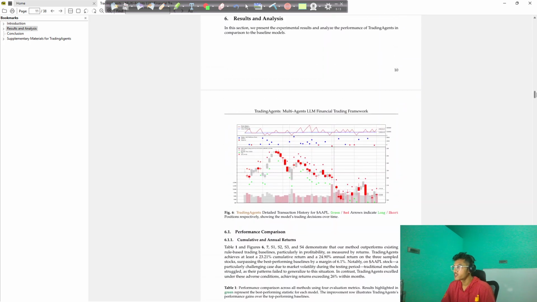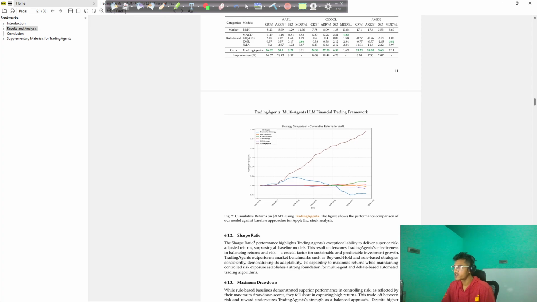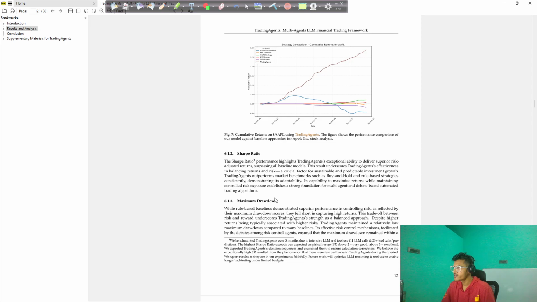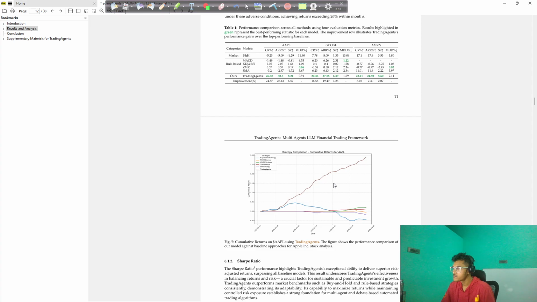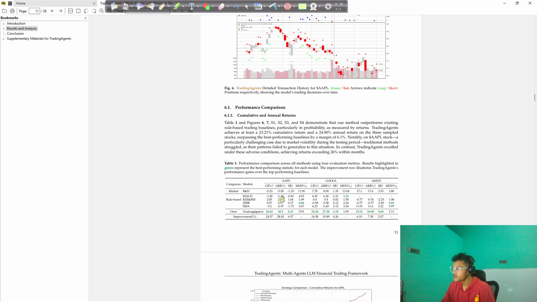See, this was the Apple chart. Yeah, Apple chart. So see all this. They have the cumulative returns, Sharpe ratio, cumulative return rate. So this is the performance here. They applied it on Apple, Google, Amazon, and you can see the rule based return was this. Ours, the trading agent.